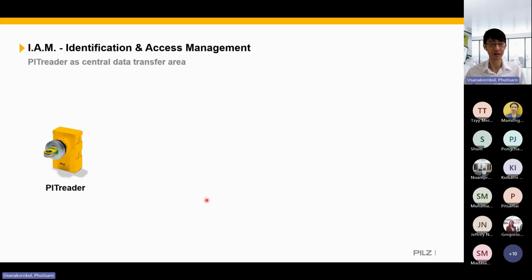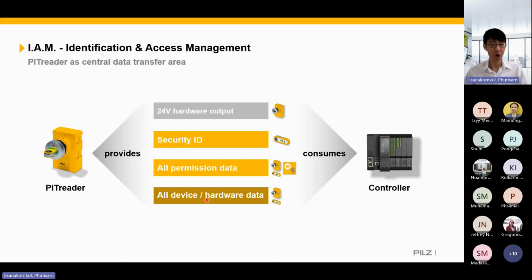Now, what does our device do? The PID reader itself contains a bunch of information and can provide that information right here, which can be used for the different controllers.